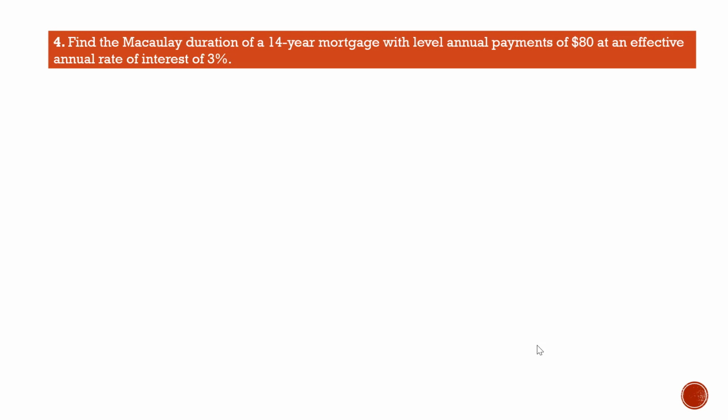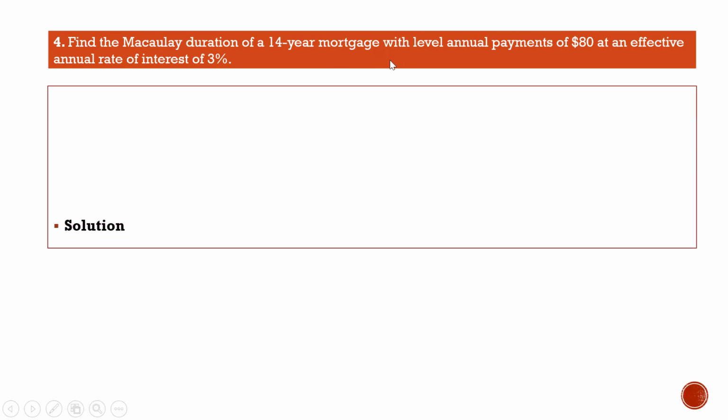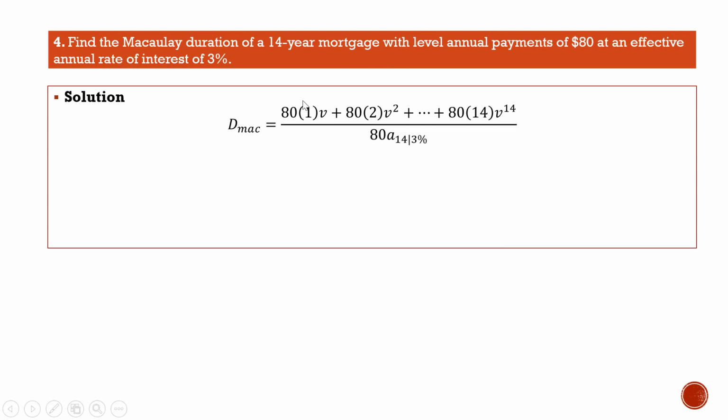Question 4. Find the Macaulay duration of a 14 years mortgage with level annual payments of $80 at an effective annual rate of interest of 3%. So this is a mortgage with level annual payments and no redemption value because this is a mortgage, not a bond. So the numerator is, we got 80 times 1 times V plus 80 times 2 times V squared. For each term, we basically just multiply with the time value. So at time 1, we multiply with 1. At time 2, we multiply with 2. At time 14, we multiply with 14.